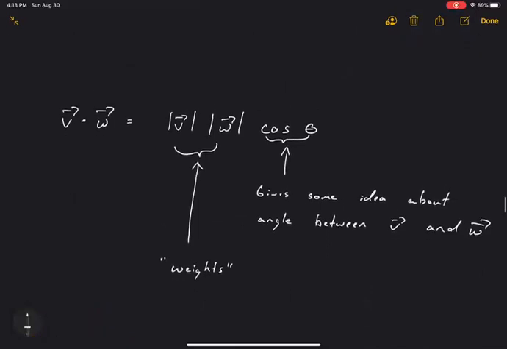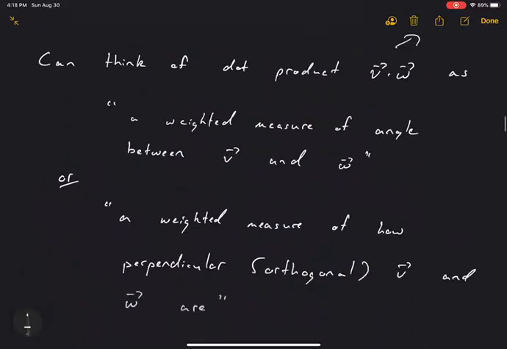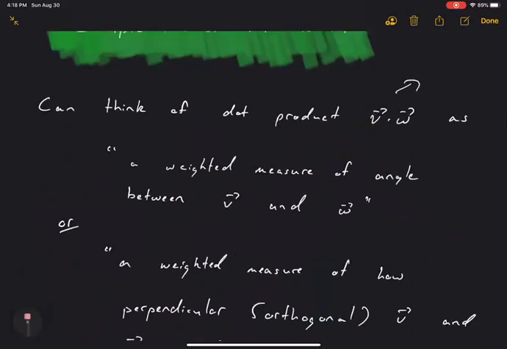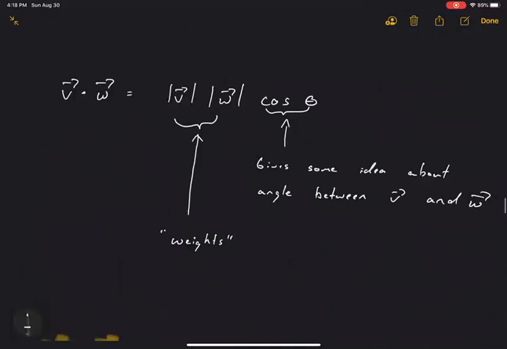Continuing on, this is why I said at the beginning of this section, in our interpretation, we can think of the dot product as a weighted measure of the angle between v and w. What do I mean by weights? This dot product is not just the cosine of the angle between them. It's the cosine times the magnitude of v and the magnitude of w. So these magnitudes are kind of like weights. The bigger the vectors are, the more their magnitudes affect this number.